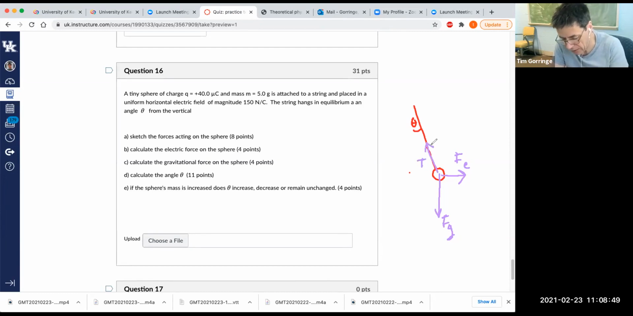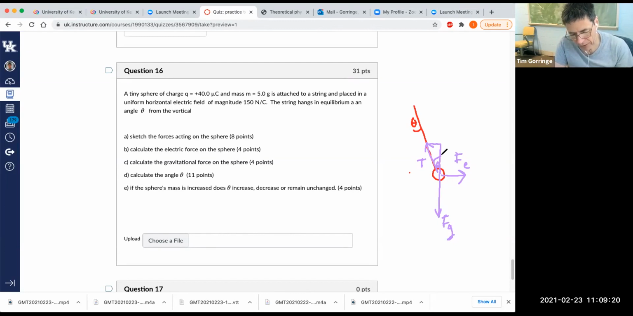And that tension force will have components, horizontal and vertical components. This angle to the vertical is also theta, just like this angle up here. And so there's a component opposite the angle. This is T sine theta. And there's a component of tension adjacent to the angle that's T cosine theta. So that's a force diagram.